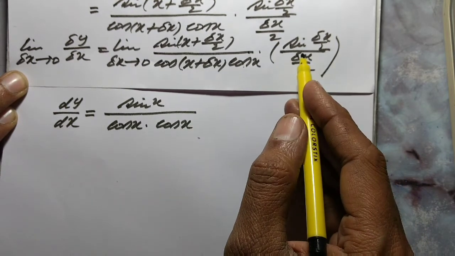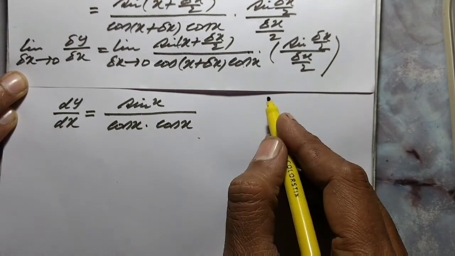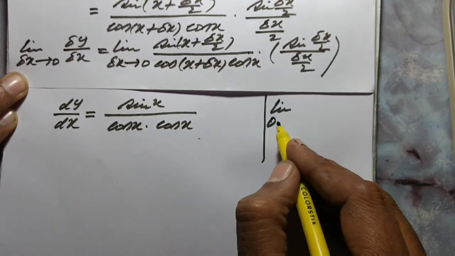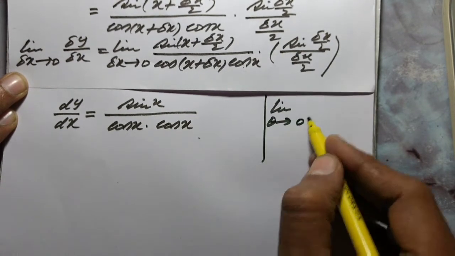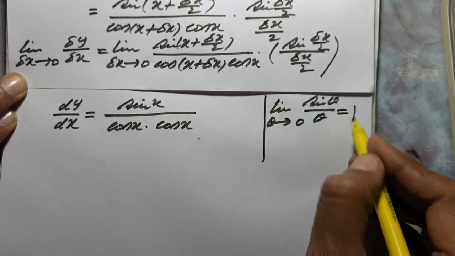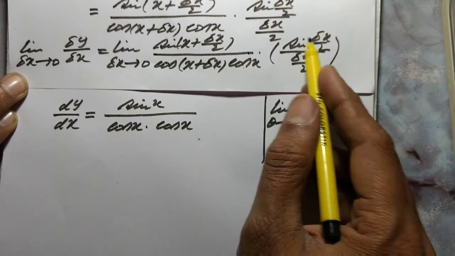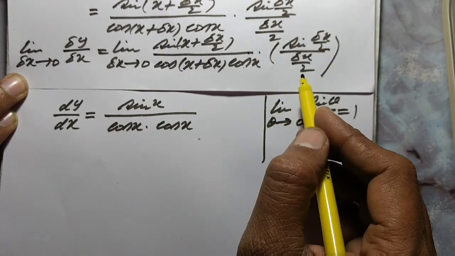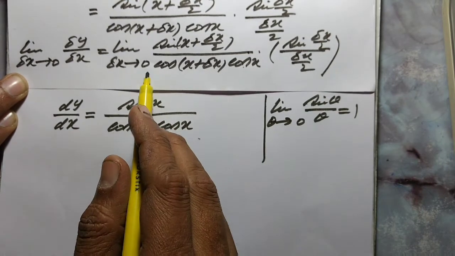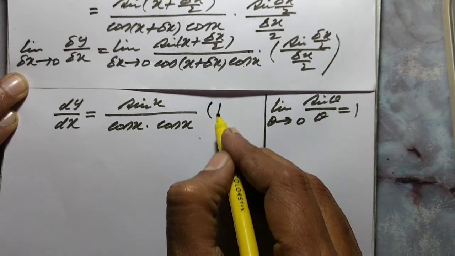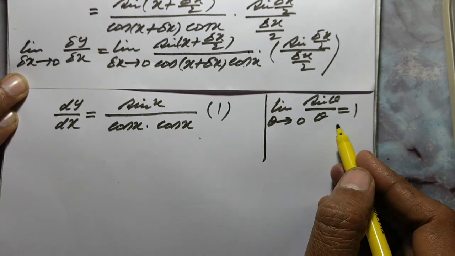And here we may apply the standard limit, limit theta tends to 0 sine theta upon theta is equal to 1. This expression has the same structure, sine delta x upon 2 upon delta x upon 2. When delta x tends to 0, delta x upon 2 will also tend to 0, so we may write it as 1 by using this standard limit.